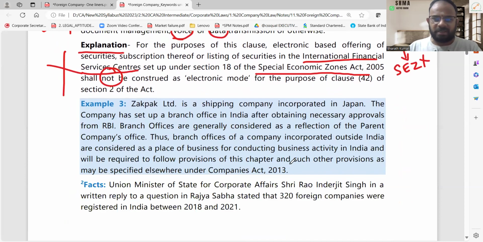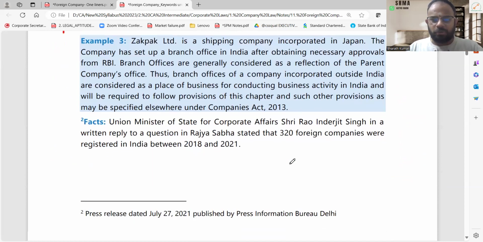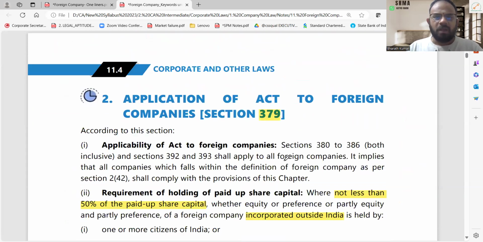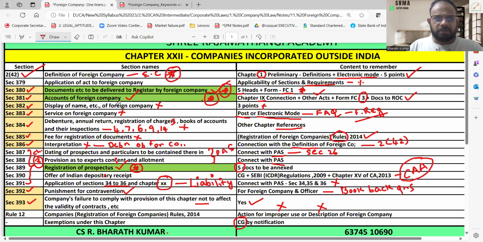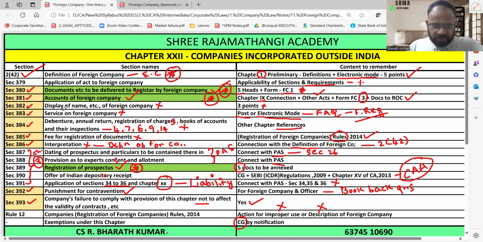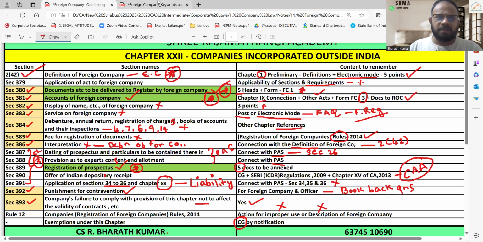There is one example which they have given: a place of business or activity incorporated outside India but conducting business activity in India means yes, it should be considered as a foreign company, which I already told you. Glance at this example. Applicability of the act to foreign companies. What did I tell you? I already told you this. Sections 380 to 386 and 390 to 393 will be applicable. You remember this? Now I'll go to the one-liner. See this, I have colored this. When I colored this, I told you all this will be applicable. The sections which I colored in yellow are the only ones going to be applicable. That's what is given here also.